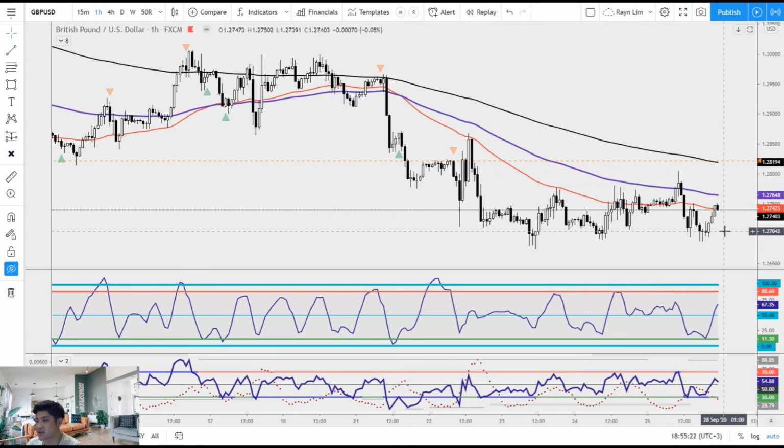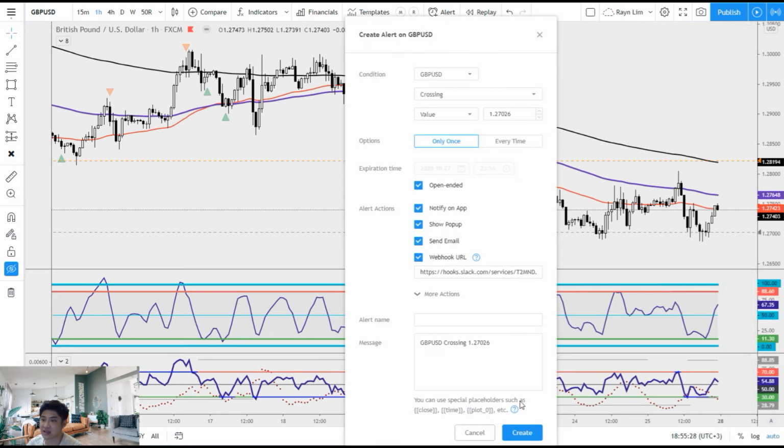While I can see a retest of the low at 1.2702, what I can do is right click and send an alert over here, and once the market touches this price, I'll receive my alert and ask myself, do I want to enter based on a retest of support? It should shoot all the way up to the base of the daily chart.